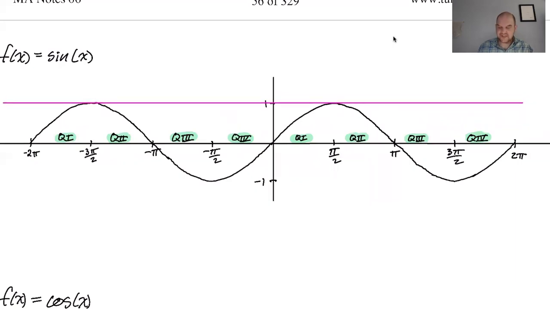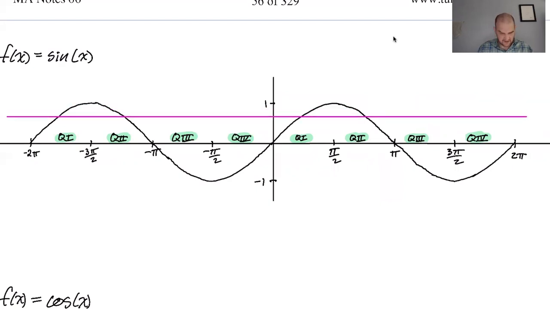Now, you can see that we're failing the horizontal line test because at pi over 2, I hit the graph, but also at -3 pi over 2, I hit the graph. That's a problem. So what we want to do is we need to make choices. We're going to delete some stuff or erase it, however you want to say it.